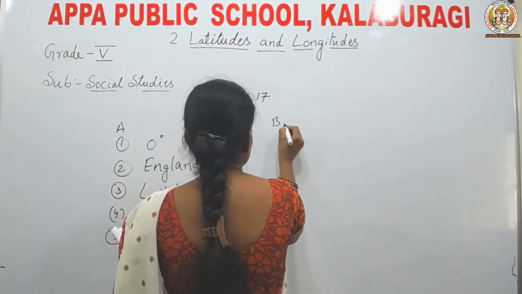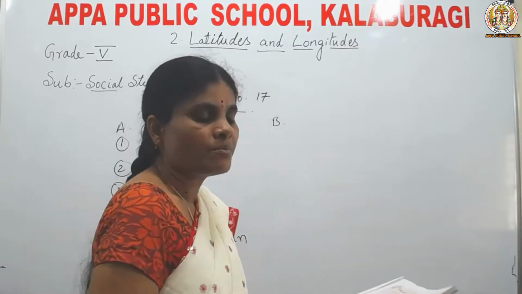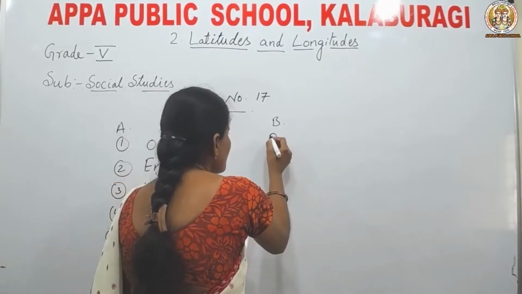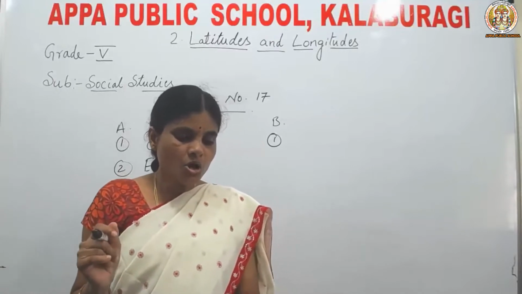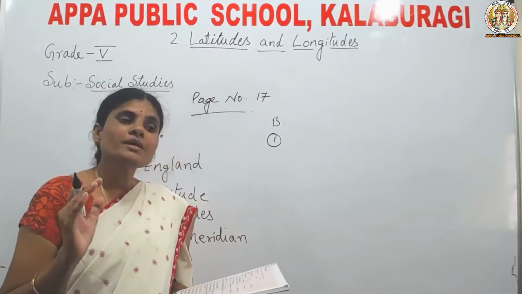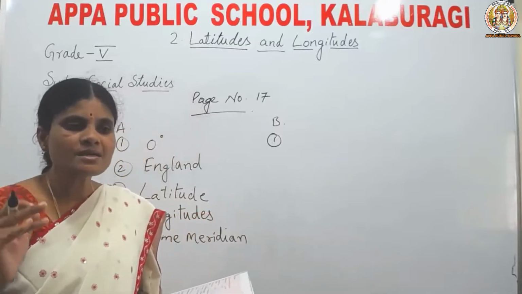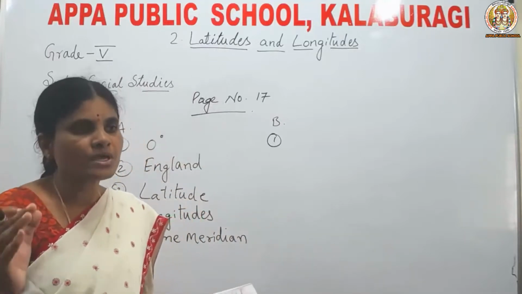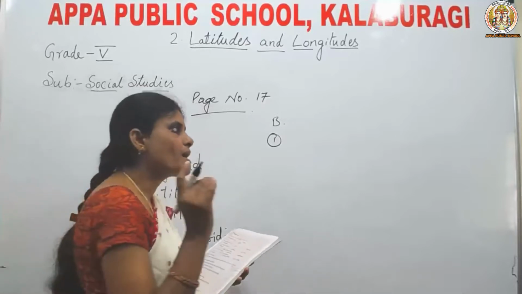Now, let us come to D. Bit number B, name the following. First one under B: the meridian of longitude that divides the earth into equal halves. See, the equator divides the earth into two equal halves: northern hemisphere and southern hemisphere. Here he is asking about the meridian. Meridian means longitude. Which longitude divides the earth into two equal halves? Prime meridian.